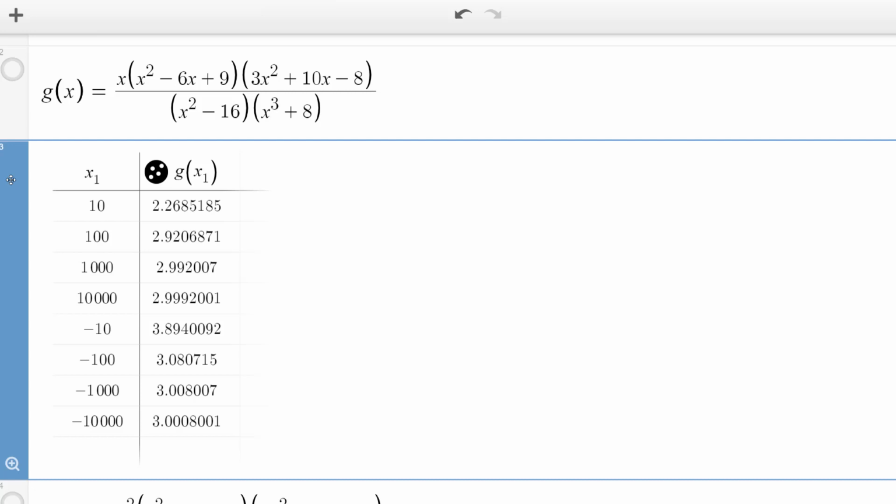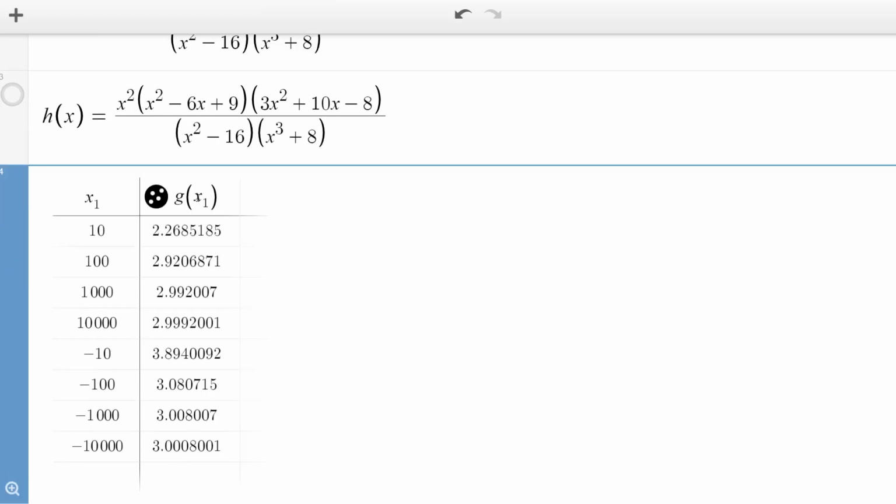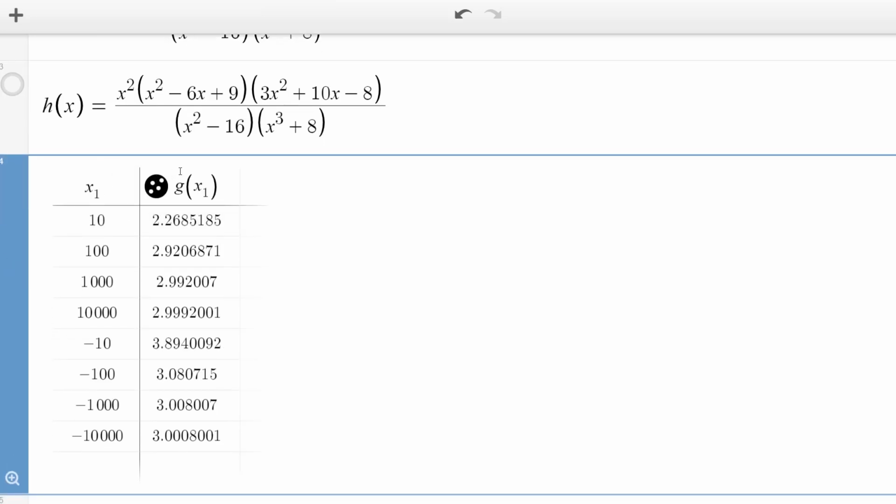Here we are back at the Desmos screen, and I just moved our table down so that we could see h above, and I'm going to trade out this function name for h. Now as x gets really large, 10, 100, 1000, and then 10,000, you see the y values are actually getting large. They're just blowing up.